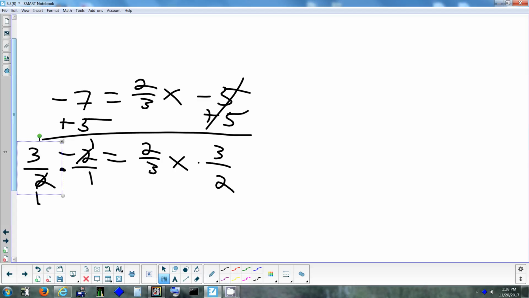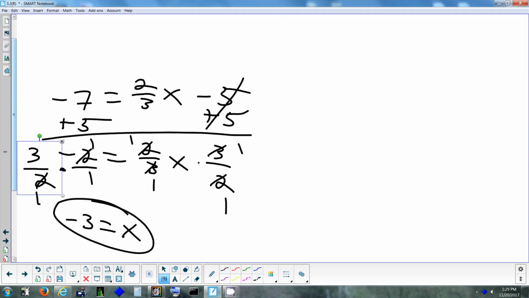Now what's 3 times negative 1? Negative 3. And then 2 and 2? They'd each be 1. Now we have to reduce again. 3 and 3, 1 again. What's 1 times x divided by 1? 1x, or x. That's the goal, right? When you get x by itself. So either way, you get the same answer. Either way it works.